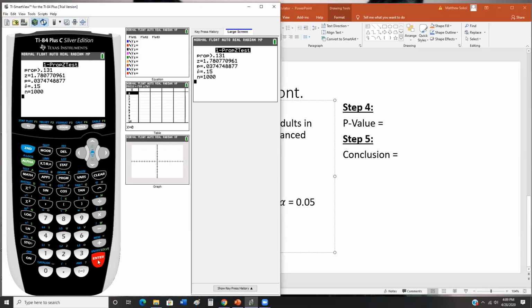All right, how many people following along got the same thing I have right up there? If you were able to do it on your calculator. Okay, great.